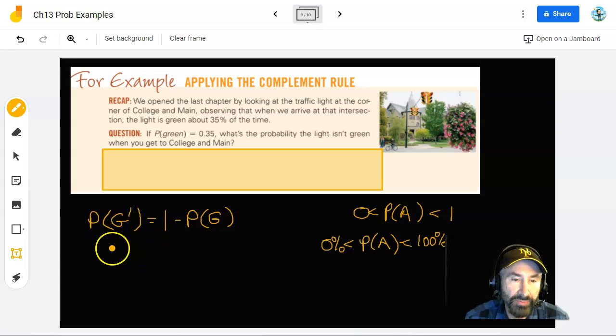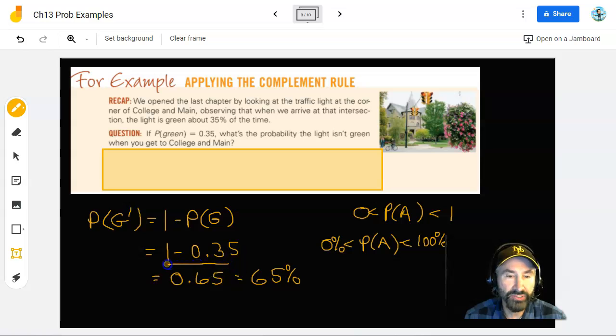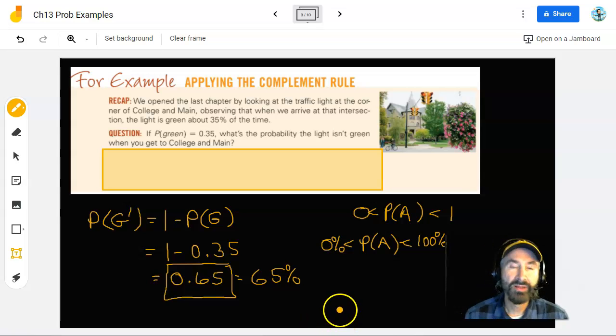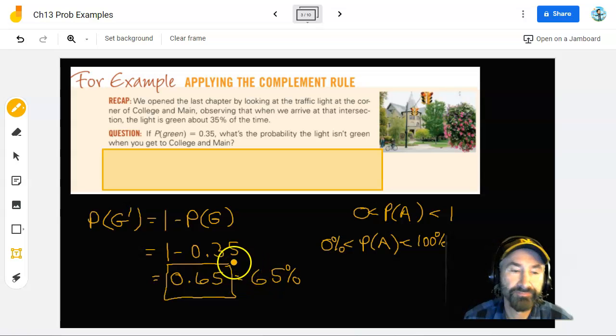So we'll say the probability of not green is going to be equal to 1 minus, in this case, we know the probability of green is 0.35. And so the answer to our question should be 0.65, also known as 65%. And that will be the probability. Either one of those would be good ways to express the answer. Now, I have to tell you this, we're going to be working on some problems like this, and as much as possible, I want you to write out all the steps, not just the answer.